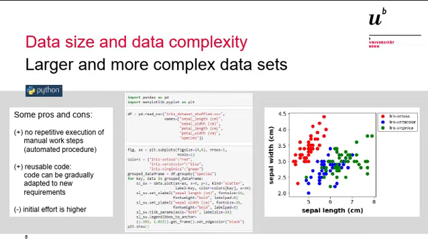When we look at how to do this process with Python, then we see we get some more code. So we have a certain amount of code, but there is no repetitive execution of manual work steps because we can work with loops that loop over the different species in this data set and then do the repetitive steps in an automated way. The code is also reusable, so it can be gradually adapted to new requirements, as you will see in a moment when I will show you how to change this code to get another plot.